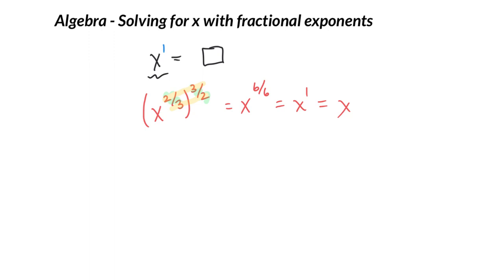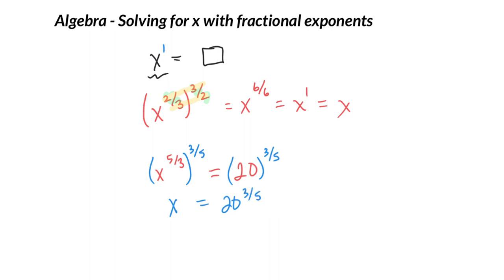So for example, let's say we had x to the 5/3 equals 20. And we want to know what x is. X raised to the 5/3 is 20. Well, we're going to raise this to the 3/5. Now, whatever we do to one side, we have to do to the other as well. So this becomes just x, and this is going to be some decimal. And you could type that into your calculator like this.